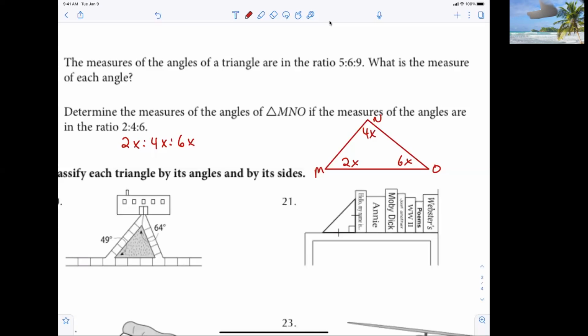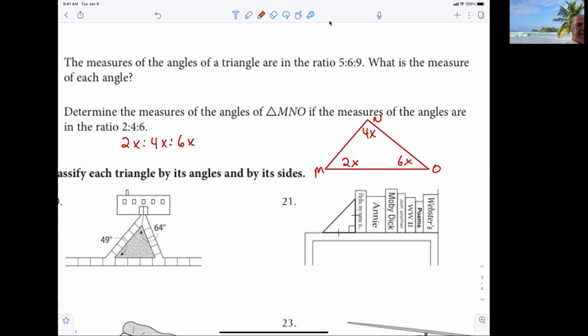Okay, so now how do I figure out an equation for this? Come on now. Somebody tell me. The angles of a triangle add up to what? All right, so yes, the angles add up to 180.